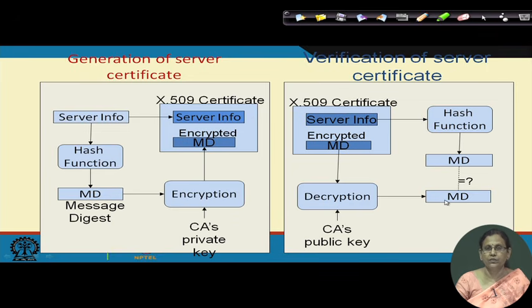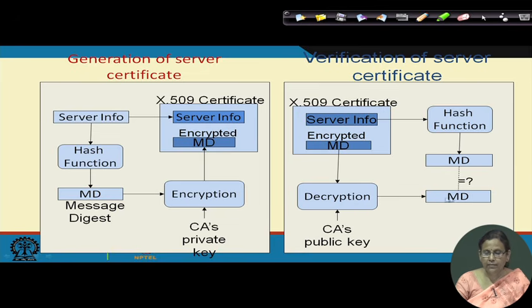So, when this X.509 certificate of a server reaches the other end, the server information once again goes through the hash function, a message digest is generated, and this encrypted message digest, which is actually encrypted by the CA's private key, gets decrypted.